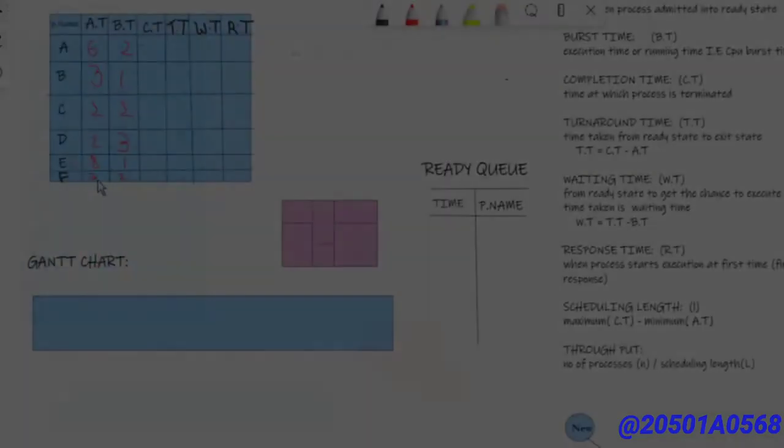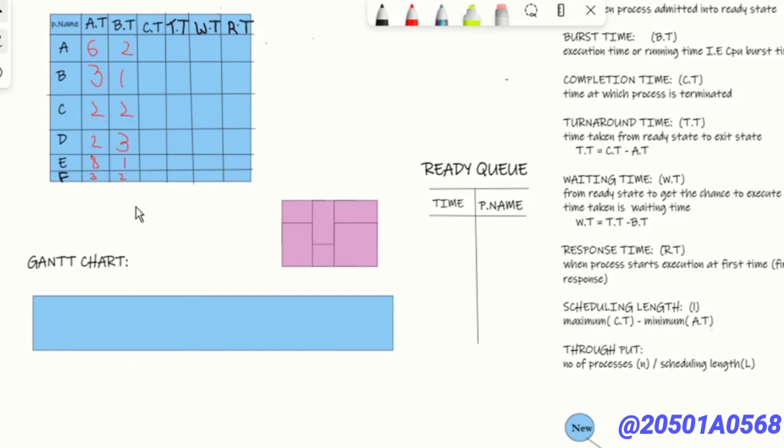An example. Here there are 6 processes, that is A, B, C, D, E and F. Now at 0 milliseconds there is no process entering into the ready queue. So 0, nothing. The first process enters the ready queue at 2 milliseconds. Then 0 to 2 is called the idle condition.